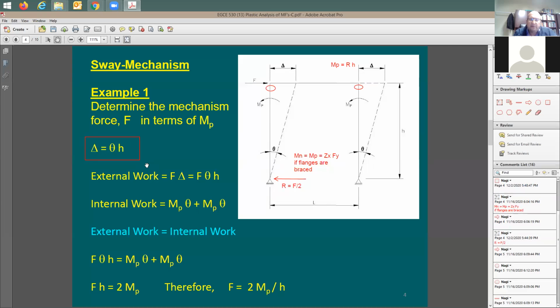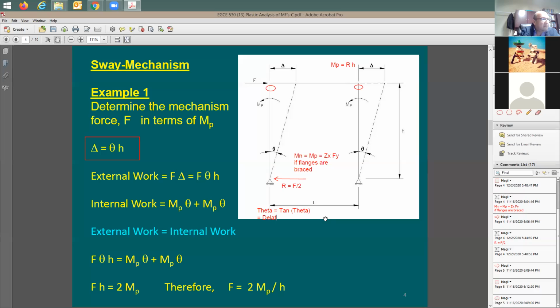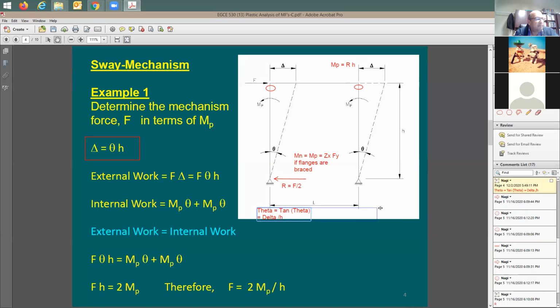Are we clear on this or no? Yes, sir. Okay. So I'm going to say here theta is equal to the tangent of theta, right? It's equal to delta divided by h, by the height h of the column or the mount frame. Okay. If you take this equation, you can say here delta equals h times theta, which is this equation here.